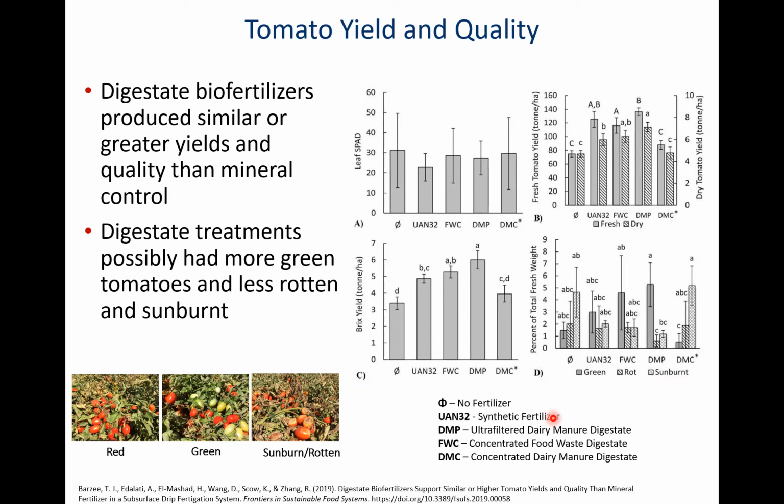Again, if we look at this one, this is the red or good tomato for processing, and here this is the greens. This is what we mean by greens, and rotten, and sunburn, so basically the unusable or uneatable tomato. Okay, again, digestate tomato possibly had more green tomato and less sunburn, except for the dry manure concentrate.